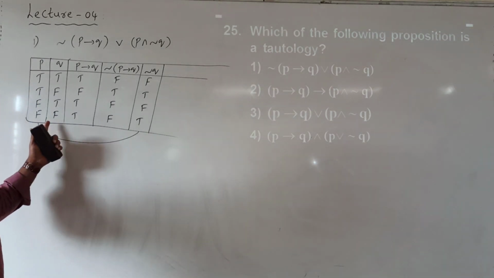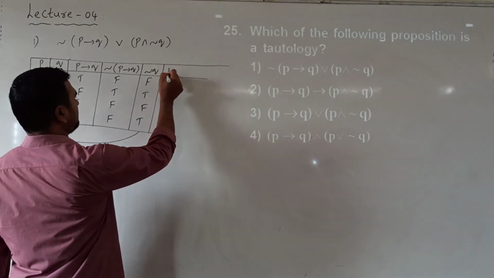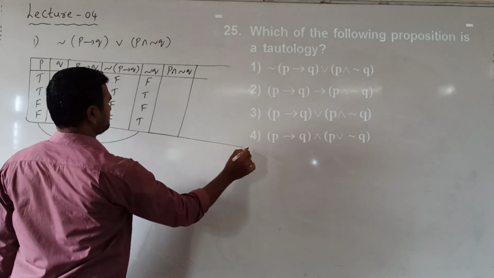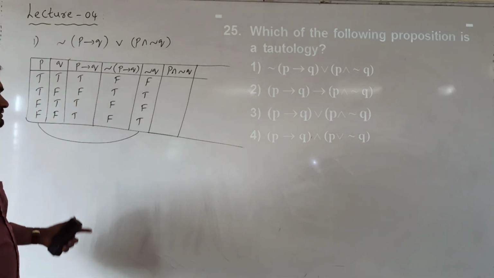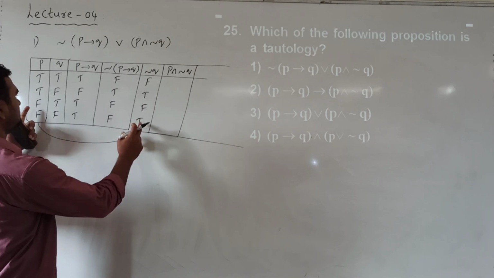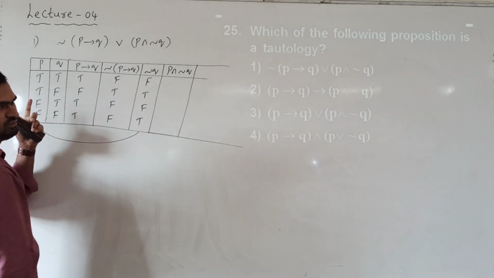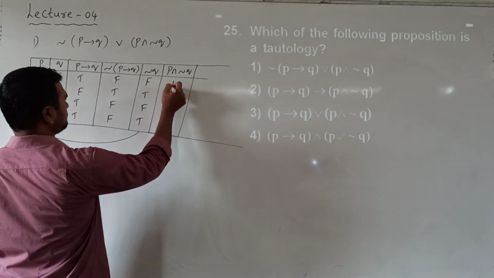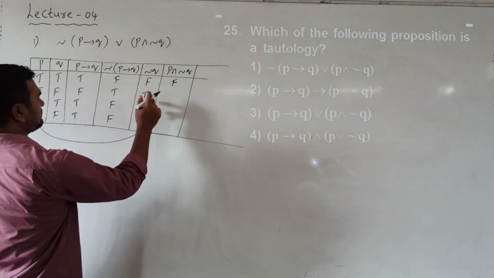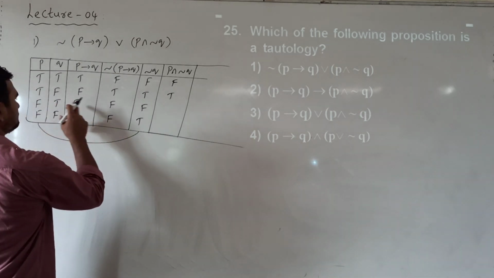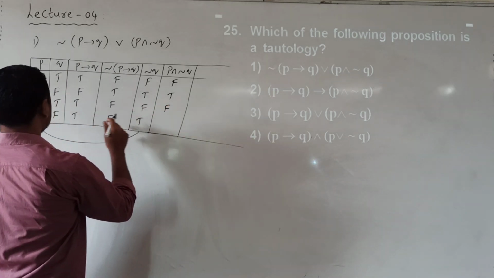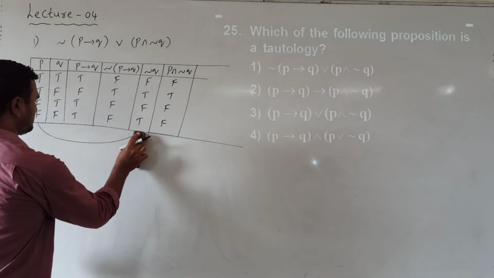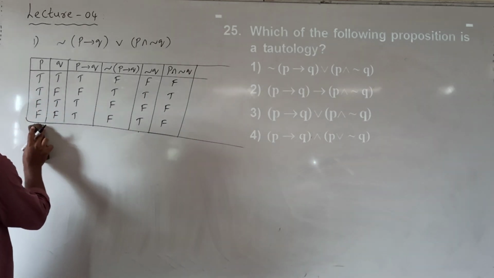Now for P and negation Q, for these two we have to take the AND operation. AND operation: both are true, then only AND is true. So both are true, then only true. This is false. Both are true, it is true. False. This is false. So this is the P and negation Q.